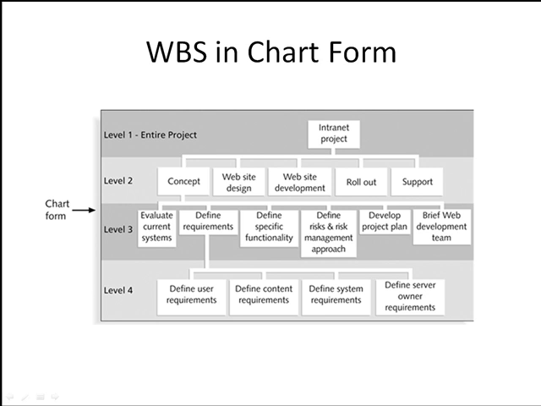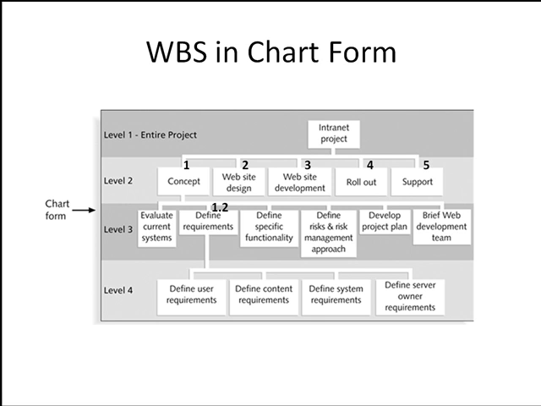Let's look at the numbering system that you're going to be using. There's a couple of different numbering systems that are mainly used. It doesn't really matter which one you use as long as you're consistent. In this case, the 5 major work areas, concept, web design, website development, and so forth, are numbered 1 through 5. Within each of these, in this case, the number 1 in level 2, which is concept, underneath that we have a number of different subcategories of work. Evaluate current systems, define requirements.